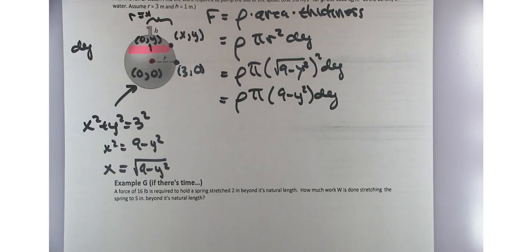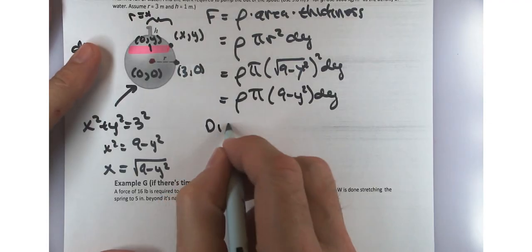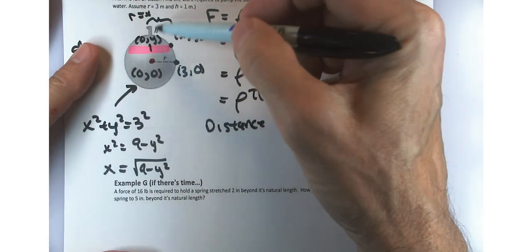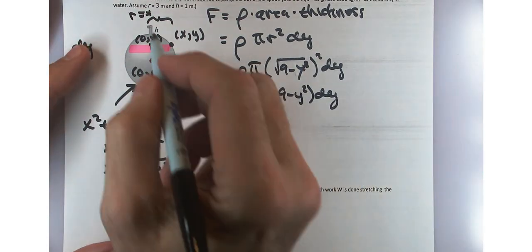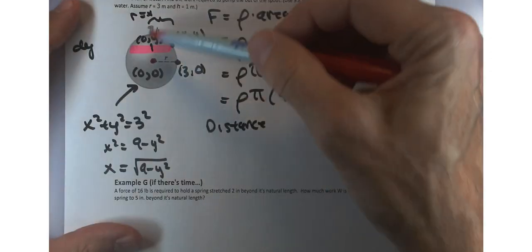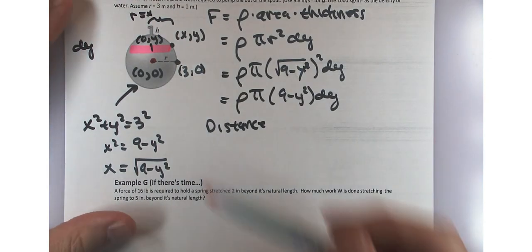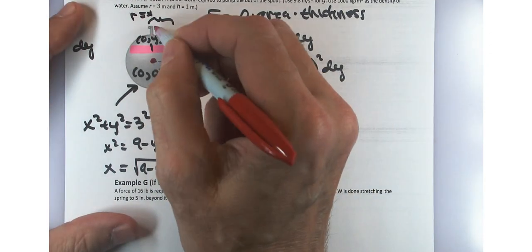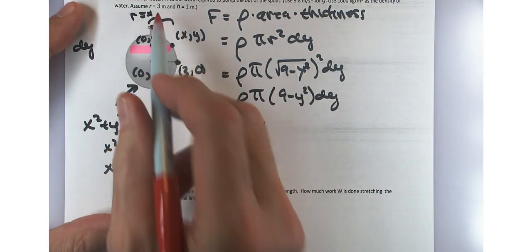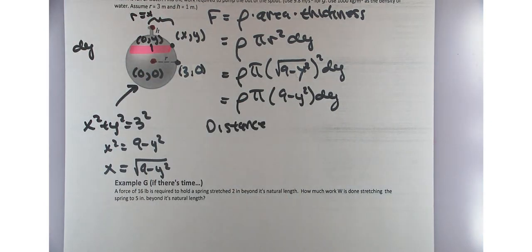Now it's time for the distance. The distance that this has to move. Keep in mind we're moving to a height that's 1 meter above the top of the sphere. So what's that height going to be? What are the coordinates of this point if you're 1 meter above the top of the sphere? 0, 4. Nice. 0, 4.